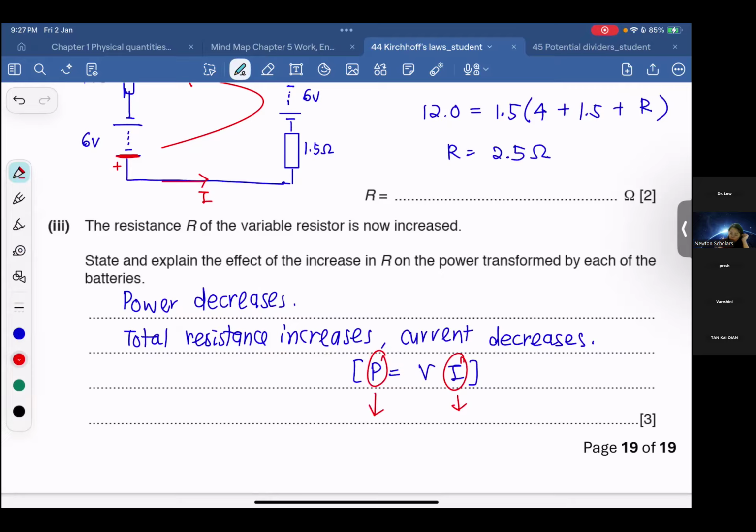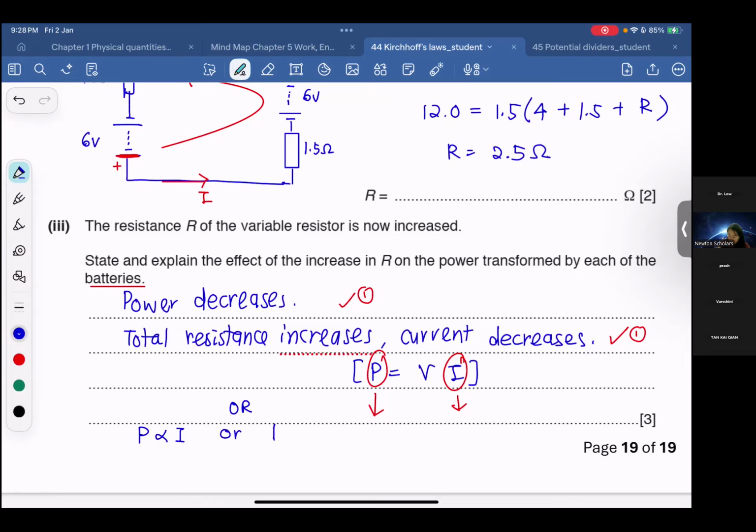The V here, for the battery, is actually the EMF. It doesn't change. Now it's talking about the resistance change. We didn't change the EMF, okay? So this is one of the explanations, 1 mark, and here 1 mark. They also accept others, or you can say that P is directly proportional to I. So I decreases, then the power will decrease. Actually, same as us: current decreases, power decreases.